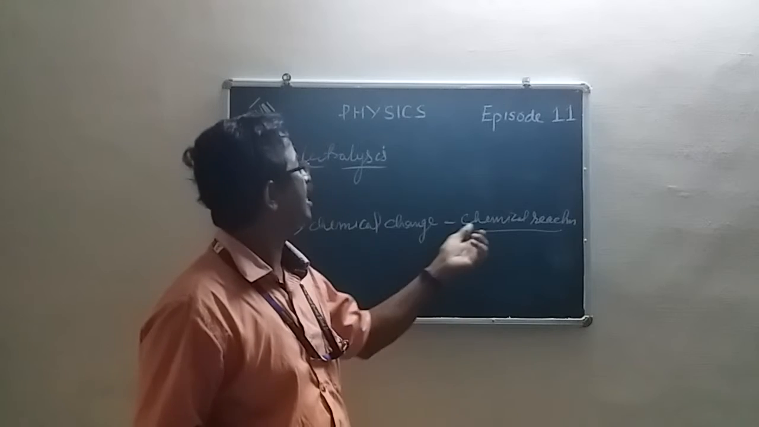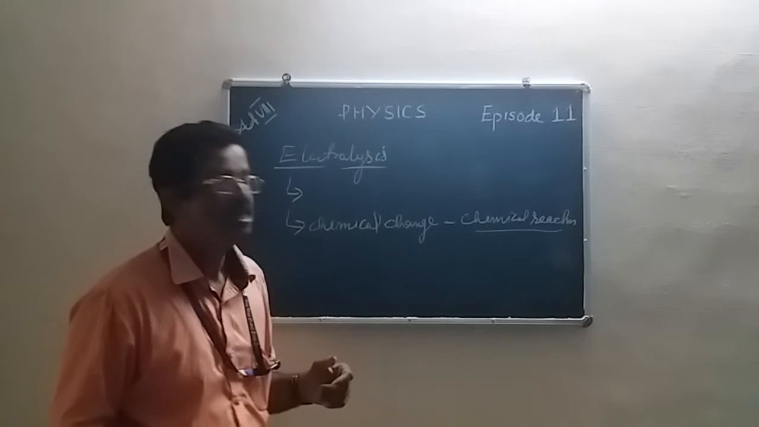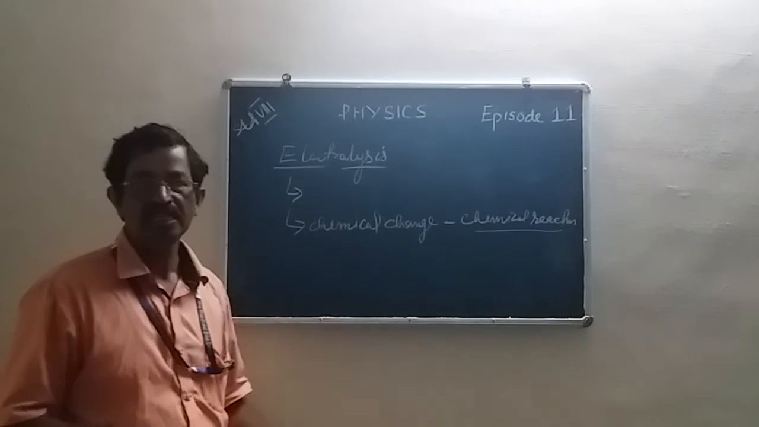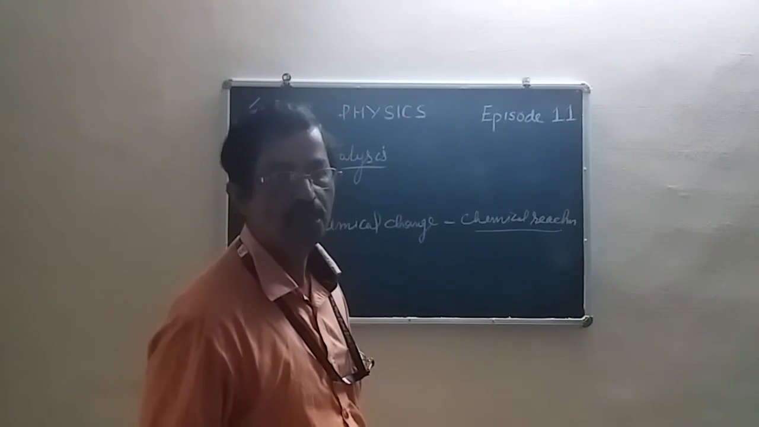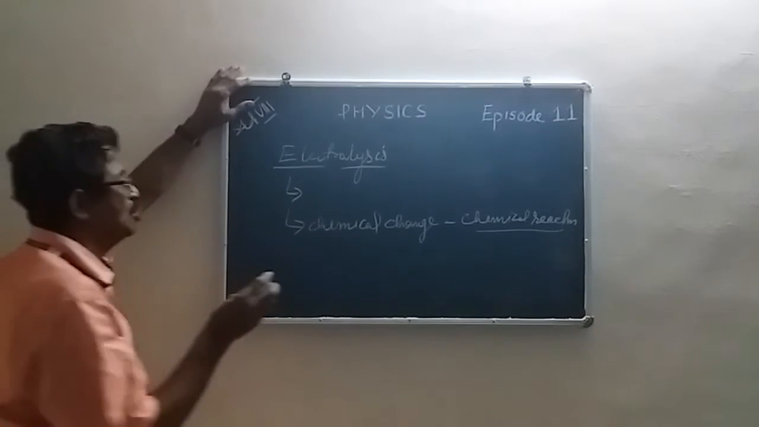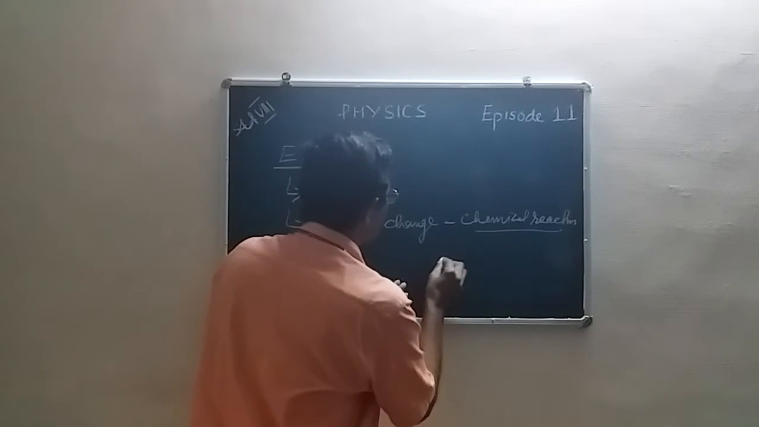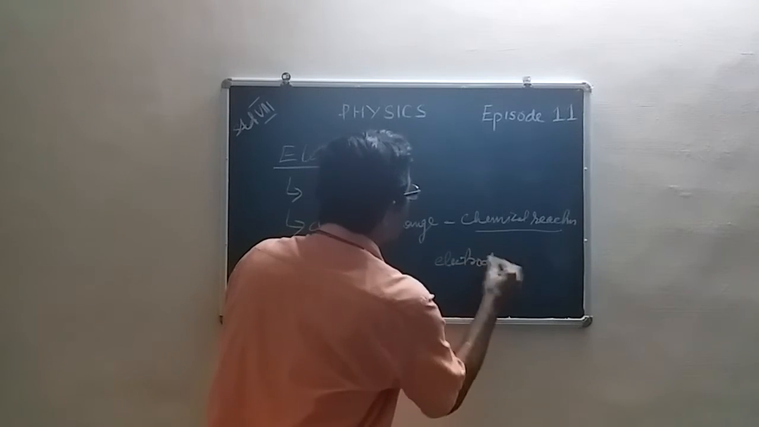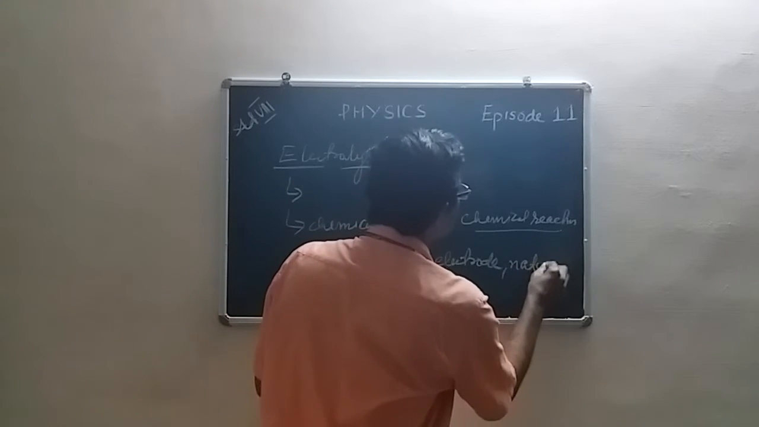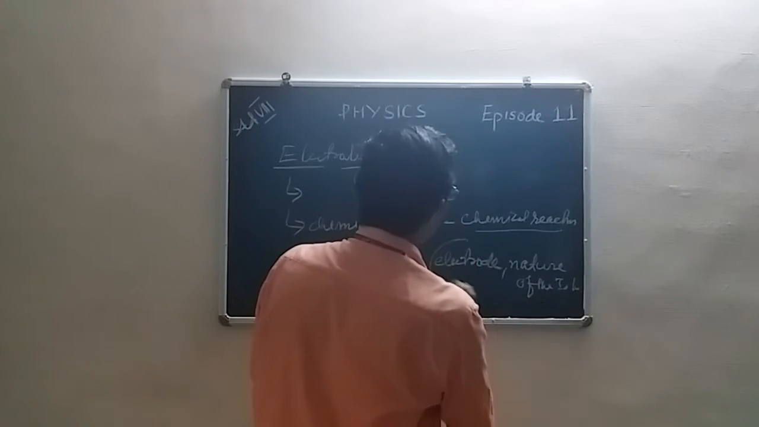The rate of chemical change depends on the nature of the solution and also the electrode we used. That means a chemical change or chemical reaction rate depends on two factors: what kind of electrode we used, and second, the nature of the solution. These two factors it depends on.